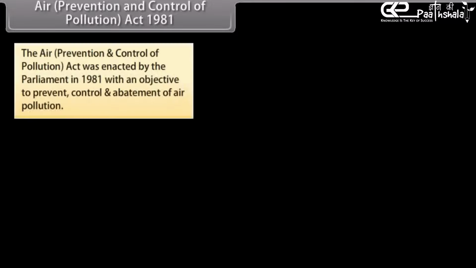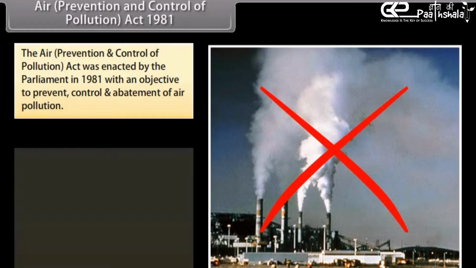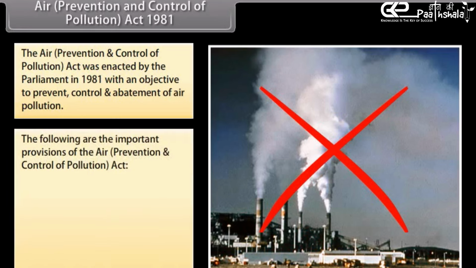Air (Prevention and Control of Pollution) Act, 1981. The Air (Prevention and Control of Pollution) Act was enacted by the Parliament in 1981 with an objective to prevent, control and abate air pollution. The following are the important provisions of the Act.